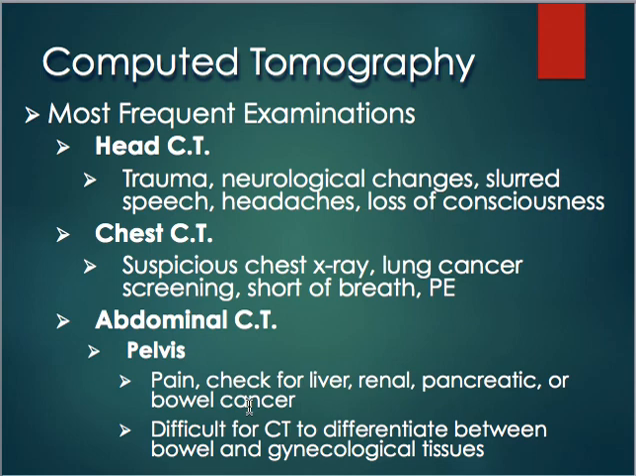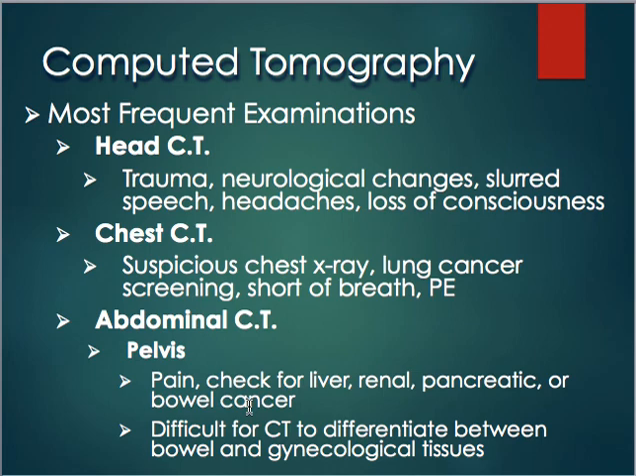The number 2 scan is an abdominal CT. That has been considered the gold standard for evaluating the abdominal cavity for any pathology that we're looking for. So the primary reason for this is that CT can identify and differentiate between most of our soft tissue organs. But it is difficult for CT to differentiate between bowel and gynecological tissues. There's not a lot of visual differences in them, so it's kind of hard for them to see that. That's a good thing to remember, that it's difficult for CT to differentiate between bowel and gynecological tissues.